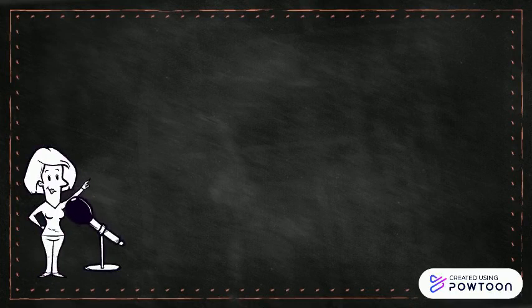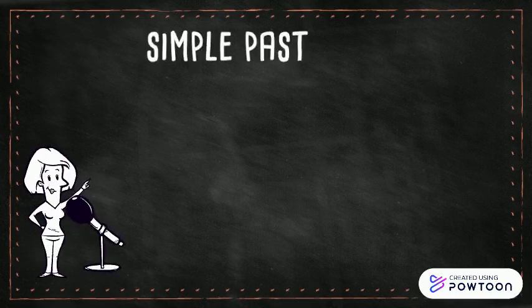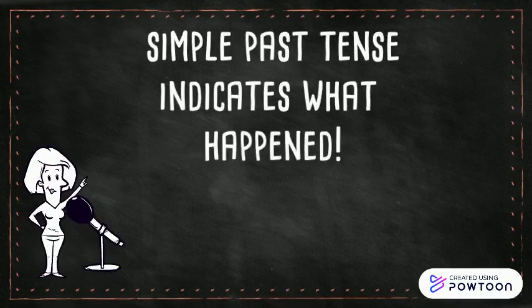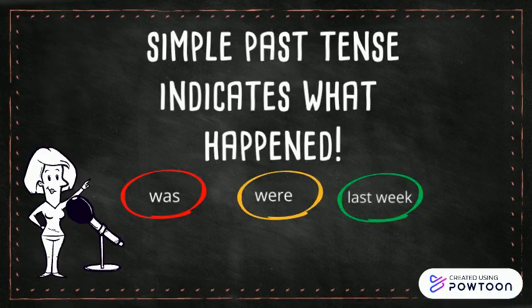Simple past tense indicates an event or an incident that is over, finished, completed, happened. We can use verbs like was, were, words like last week, yesterday, ed, and many more to indicate past tense.